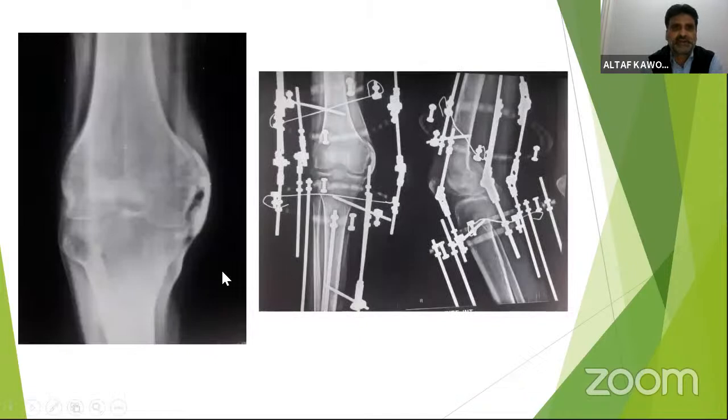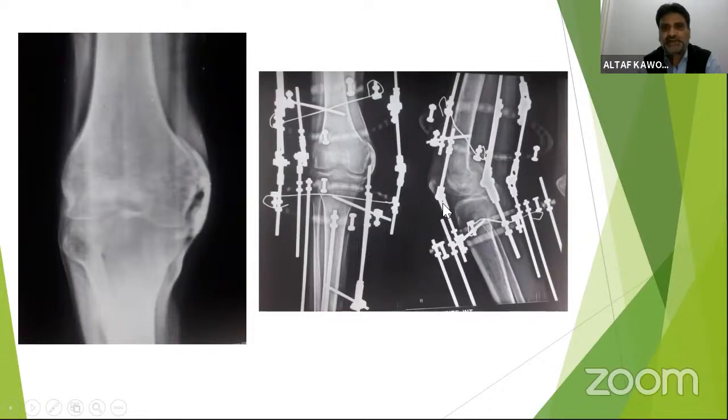So there was some kind of a Pellegrini-Stieda lesion. This is an end-on flexed AP. Then this is the application of the arthrodiastasis with the Ilizarov technique. You have enough rings on both sides to maximize the leverage. You use a proximal ring at the proximal tibia and then one above the ankle, and then you use one above the knee joint and another one at the subtrochanteric area.